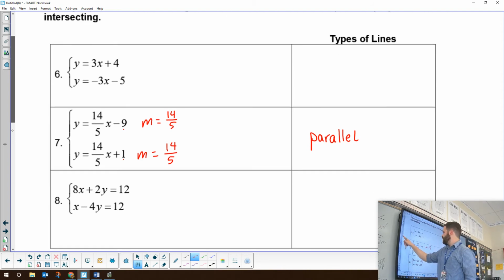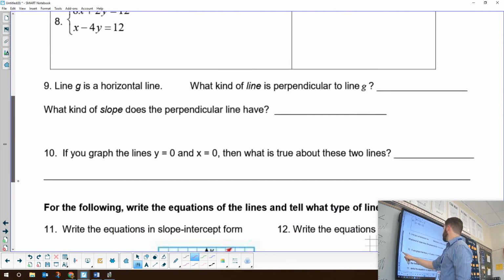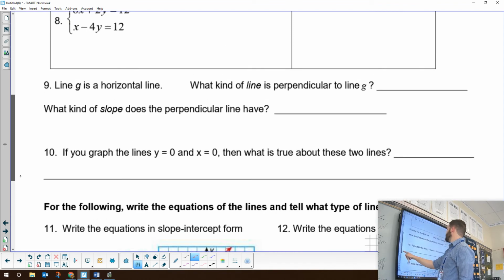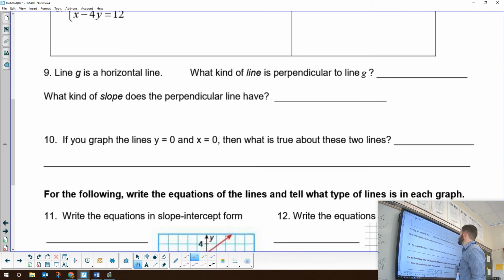Parallel. Okay. And then let's take a look at number 9 and 11. So number 9 says, line G is a horizontal line. Oh, remember, horizontal, that's flat. So what kind of slope does a horizontal line have? It has a slope of 0. So this has it's y equals 0. I mean, we don't know what the number is, but I know that my slope for a horizontal line is 0.